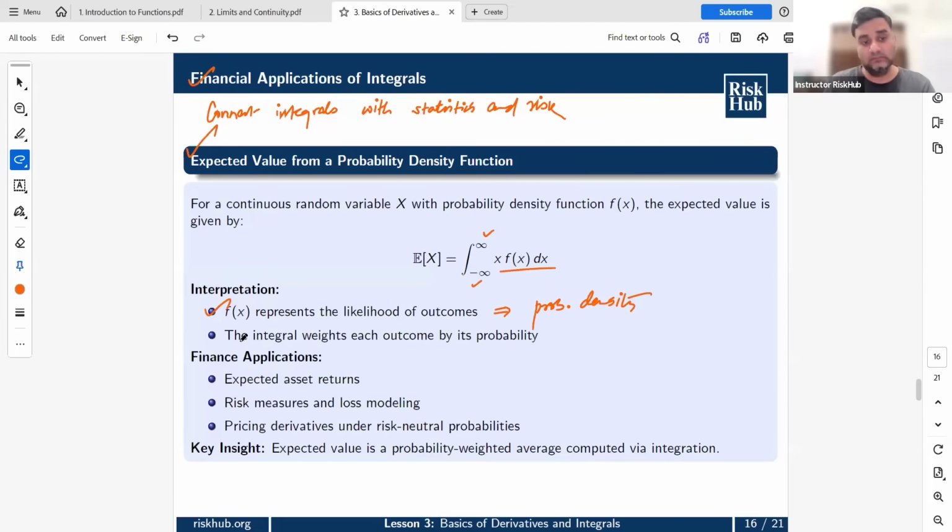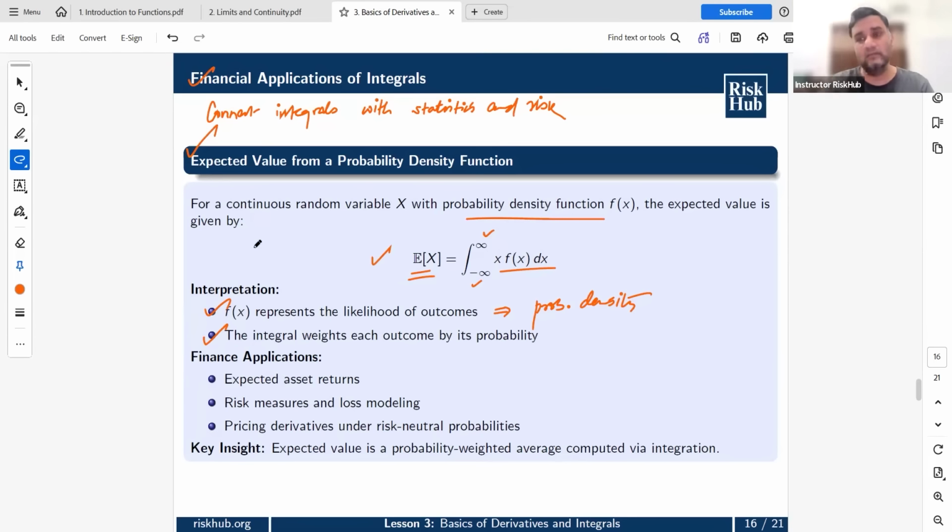What is the understanding here? Basically, expected value is simply the average outcome weighted by the probability, right? So if you are getting confused, this is nothing, guys. This is the expected value, the integral of x f(x) dx. This is a general formula, and this is a definition, right?